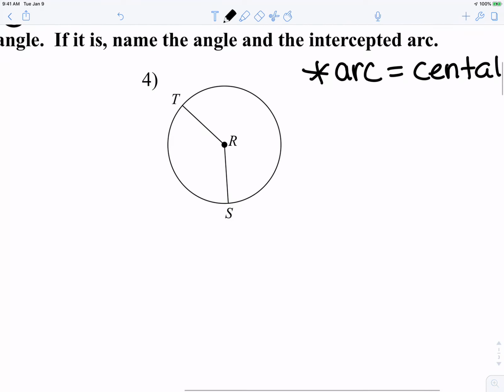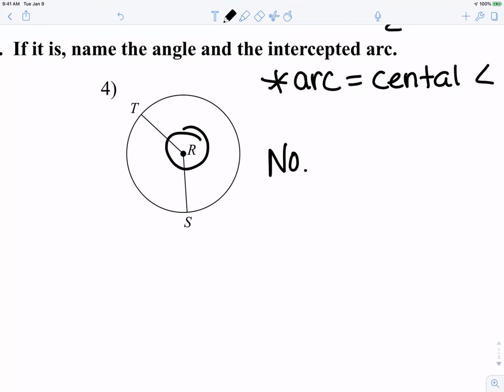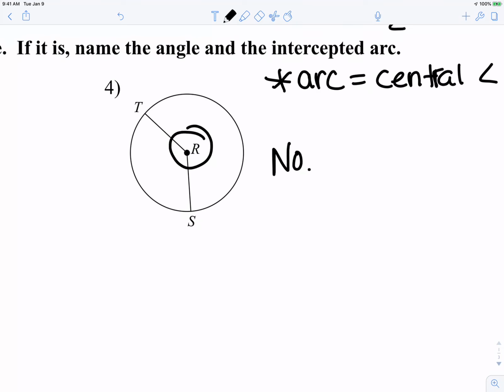Let's look at number 4. Number 4 is no, that is not an inscribed angle. Look where the vertex of the angle is. The vertex of the angle is at the center. Oh, I just realized I spelled central wrong, sorry. The vertex is at the center of that circle, so that would be a central angle.